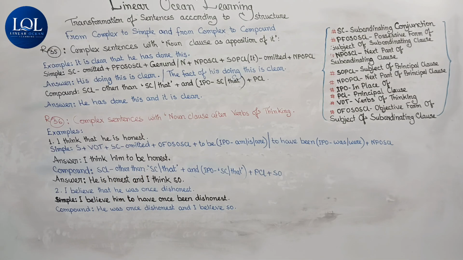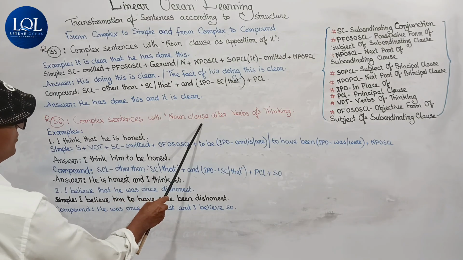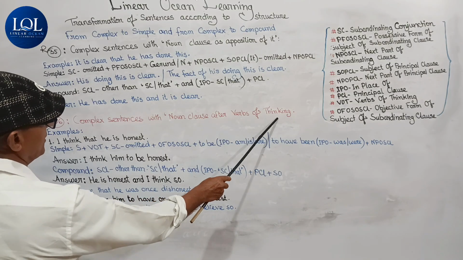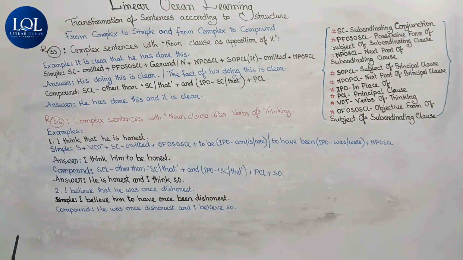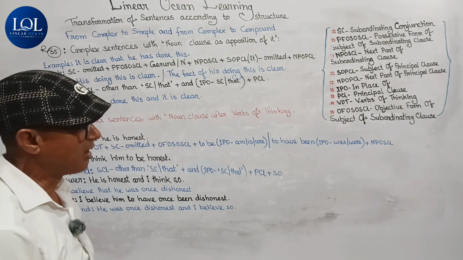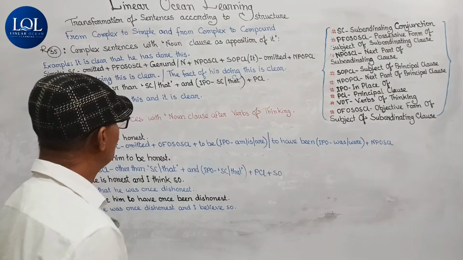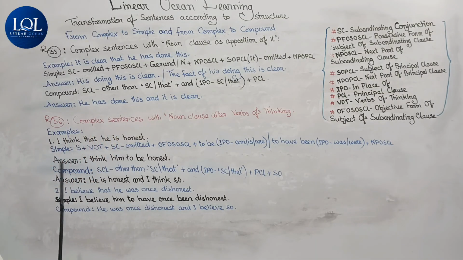Now it's Rule 36: complex sentences with noun clause after verbs of thinking. Verbs of thinking are like think, consider, believe, understand, etc.